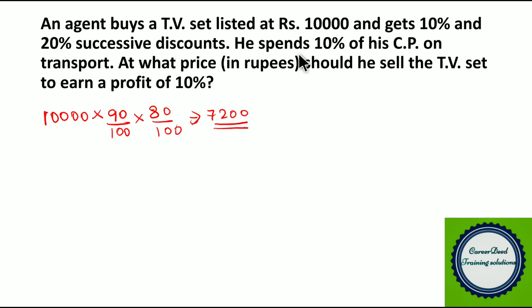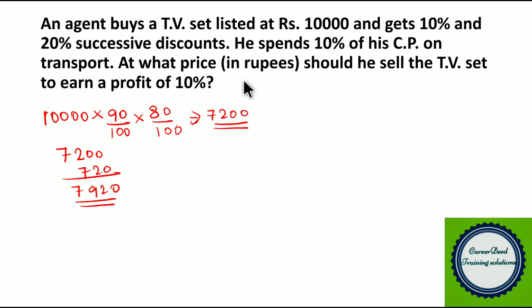Now again he spends 10% of the cost price on transport. So what is 10% of 7,200? 10% of 7,200 is nothing but 720 rupees, right? So he pays 720 rupees extra for transport. So actually he spends 7,920 rupees, right? So he spends 7,920 rupees as the total cost price of the TV.